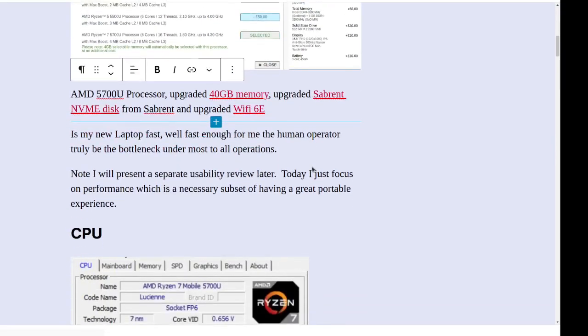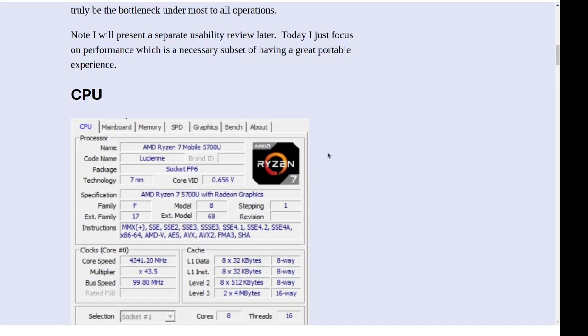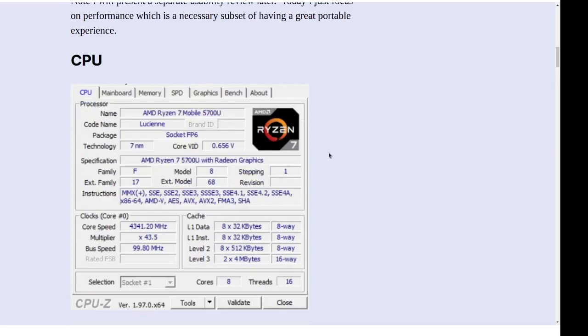Anyway, let's continue. If you run CPU-Z, you can see that we've got the 5700U processor. It's capable of so many things, so many instruction sets, add-ons, and of course this comes with the integrated Radeon graphics. So nothing fancy on the graphics front. If you want a laptop that does fancy graphics or you're a gamer, this probably isn't the machine for you.